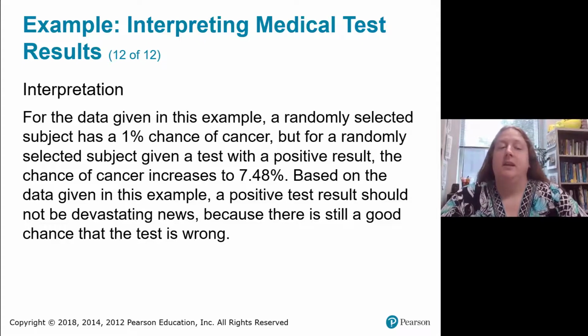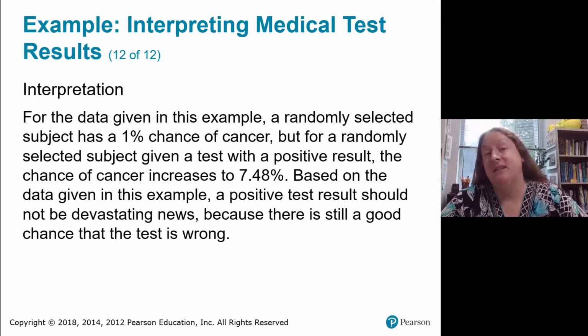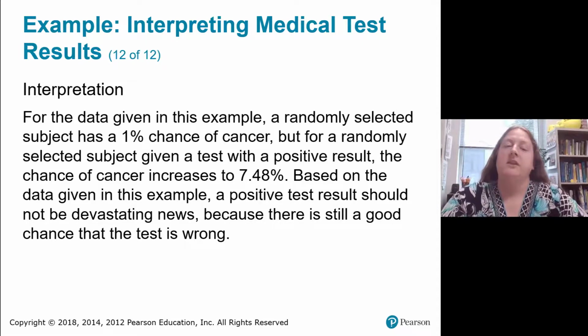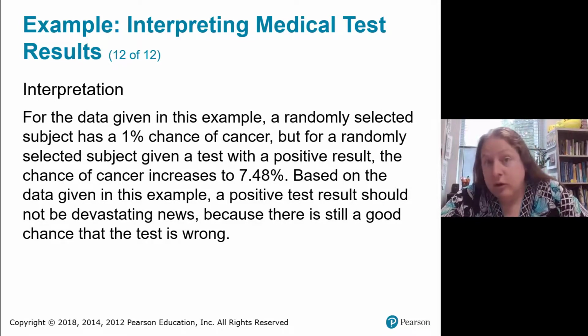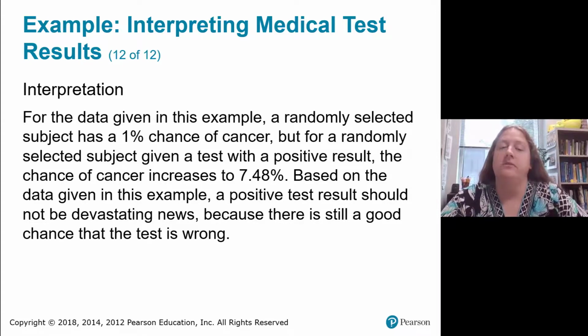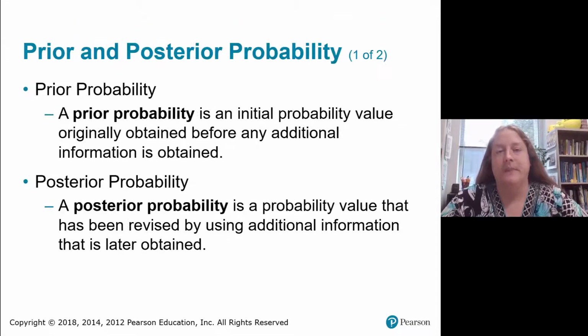So interpreting this, for the data that was given originally, a randomly selected subject has a 1% chance of cancer. But if we introduce this test to the mix, for a randomly selected subject given a test with a positive result, the chance of cancer increases to 7.48%. Now this increase looks good. It's helping us identify this. However, both of those values are still fairly low. So a positive test result should not be devastating news for anyone because there's still a good chance that the test was wrong.